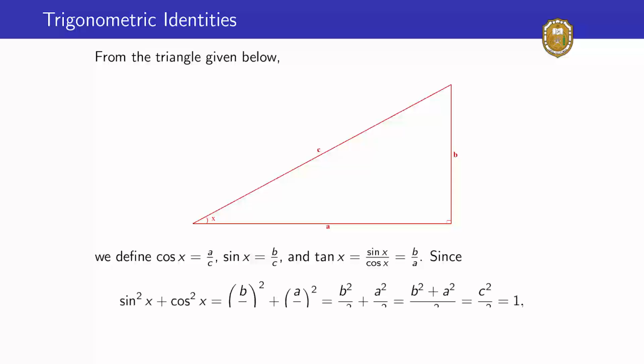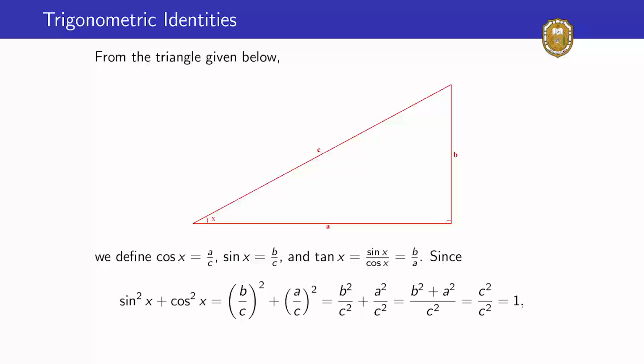Now, sine square x plus cos square x equals (B over C) square plus (A over C) square, which is equal to (B square plus A square) over C square. And since we know from the triangle above that B square plus A square is equal to C square, then sine square x plus cos square x can be written as C square over C square, which is equal to 1.